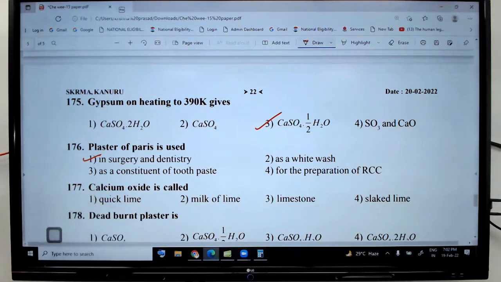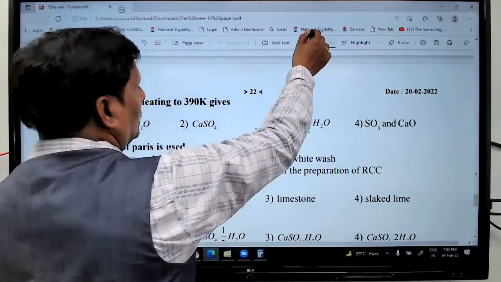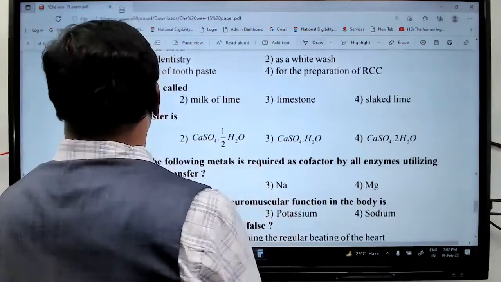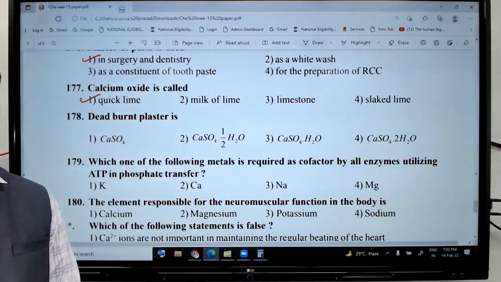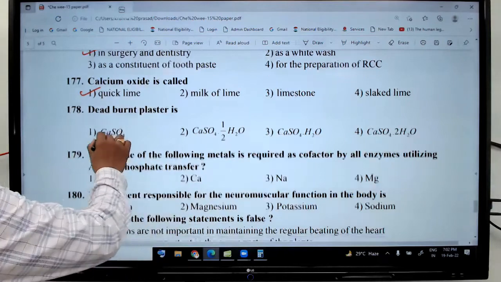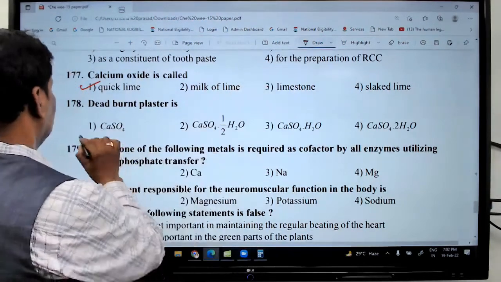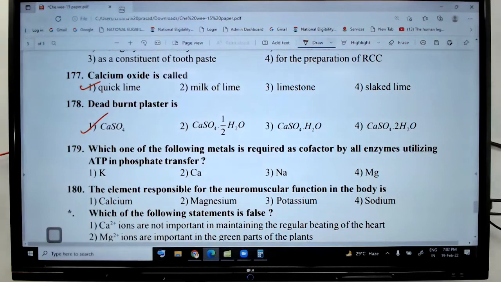Calcium oxide is called what? Slaked lime, milk of lime, limestone, quick lime. Calcium oxide is nothing but quick lime. Dead burnt plaster is when gypsum is heated to about 200 degrees Celsius. Dead burnt plaster is nothing but only calcium sulfate.